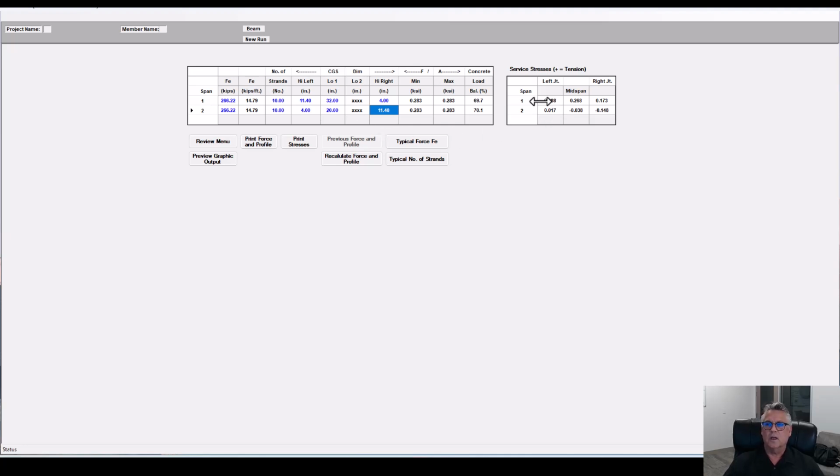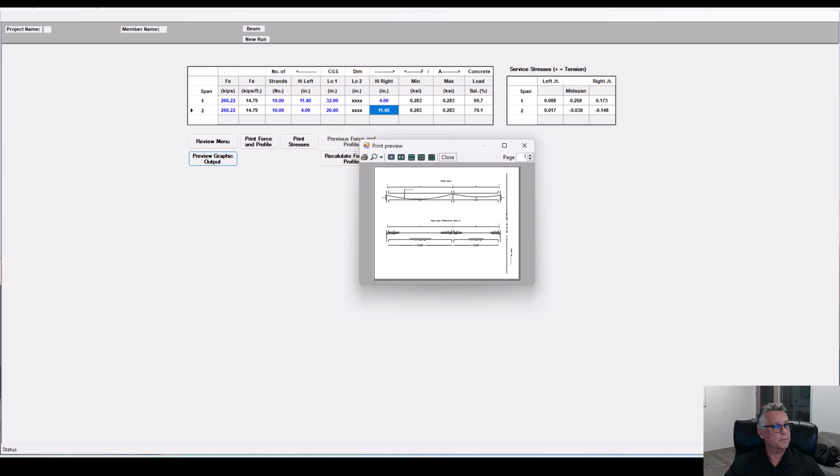So these numbers might look familiar. This was the left side tensile stress that we calculated by hand of 0.088. We had a midspan maximum flexural stress of 268 psi and 173 at the right joint. So these numbers should look somewhat familiar to you. So really, believe it or not, we're done with the design. The design is finished. We can preview the graphic.